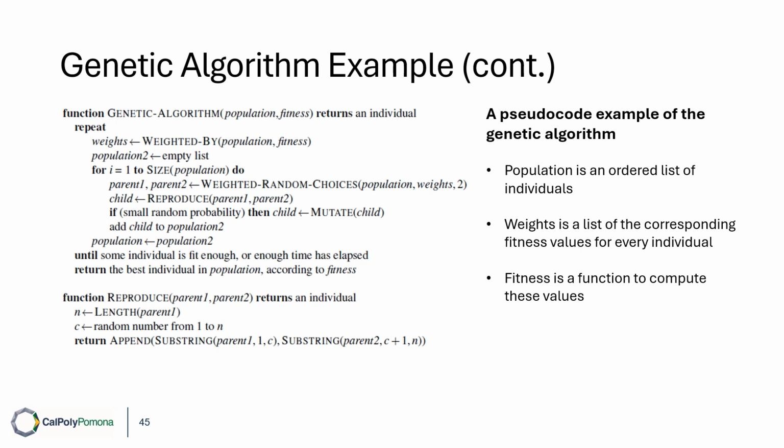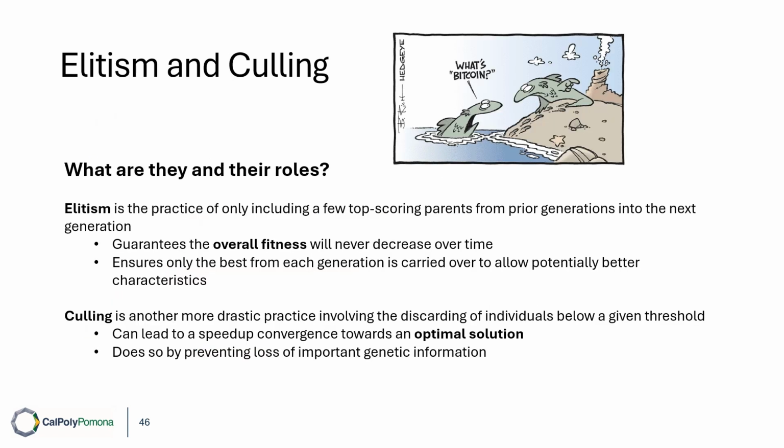Occasionally, a child may undergo a mutation due to some small random probability, which alters its genetic material and allows diversity, like we mentioned. A new population is now created in each generation by iterating over the current population. Here, children are added until the new population is the same size as the old one. Until some individual is fit enough, or enough time passes, we then return the best individual in the population based on fitness.